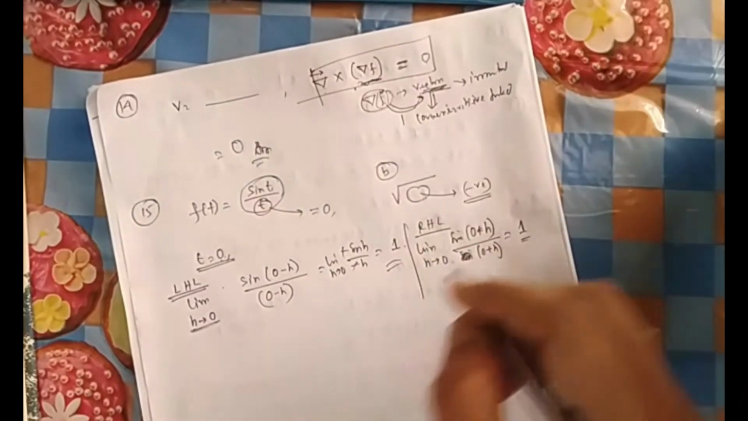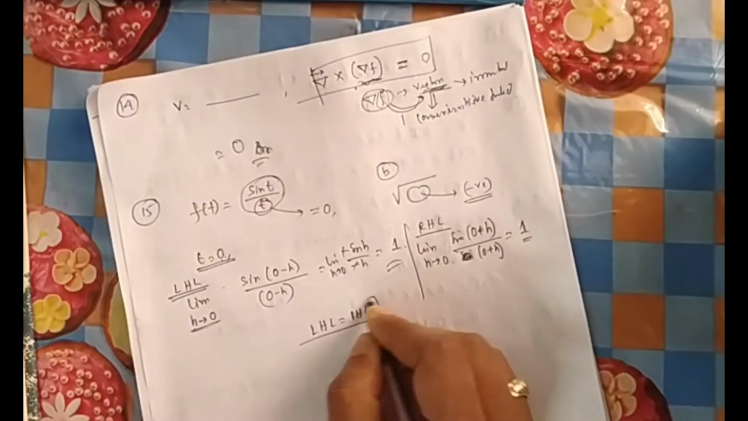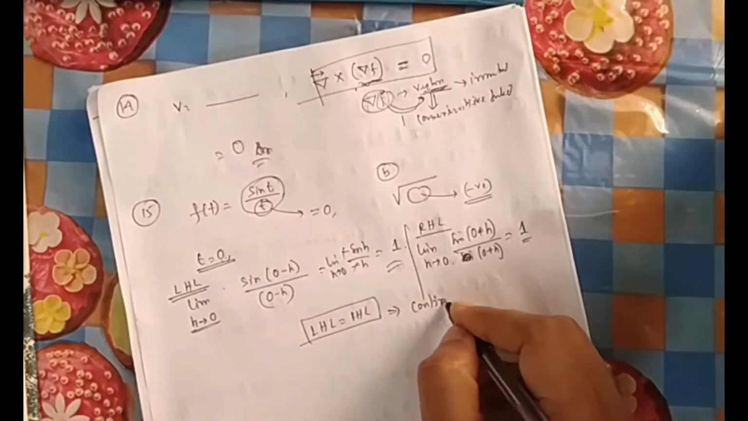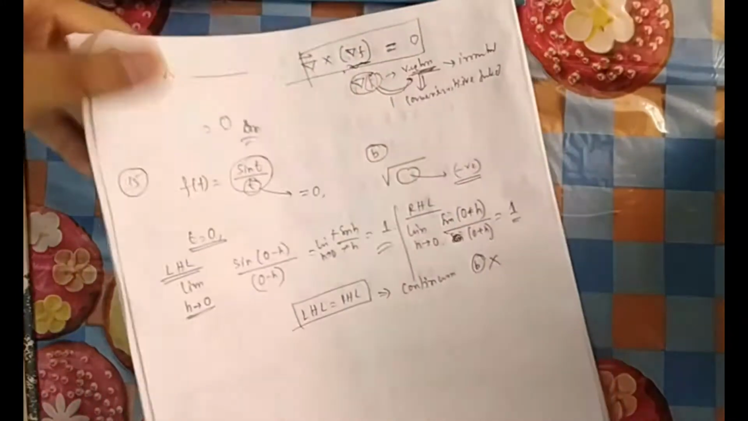So both are equal. If the left hand limit and right hand limit are both equal, then you can't say it is discontinuous, it is continuous. So option B is not correct. So obviously you have to go for maximum minimum analysis now.